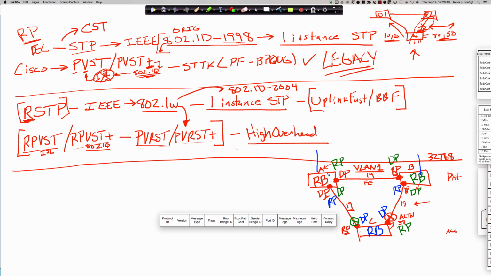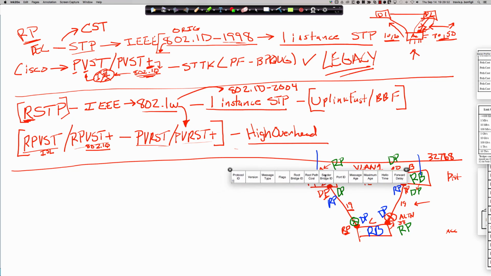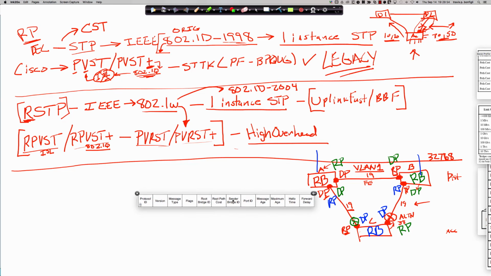Who has the superior BPDU, right? The superior BPDU, the lower MAC address, the sender's bridge ID. Well, it's going to be A, right? Because A is lower than B. So this becomes the designated port, and that would be the non-designated port, I'll say. It's alternate in rapid spanning tree, and that's what we'll see in the output on the Cisco switch. But the key takeaway here is how many different layer 2 topologies can we create?